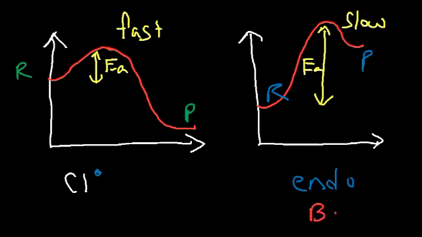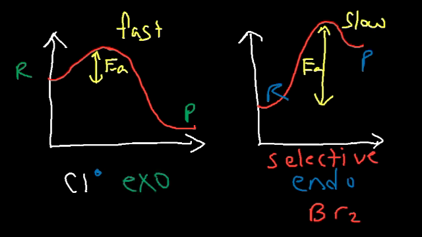So just keep in mind that bromine reacts selectively. It goes for the most substituted hydrogen. And chlorine is reactive, it reacts fast, and it's non-selective. It can abstract any hydrogen that comes in contact with it.